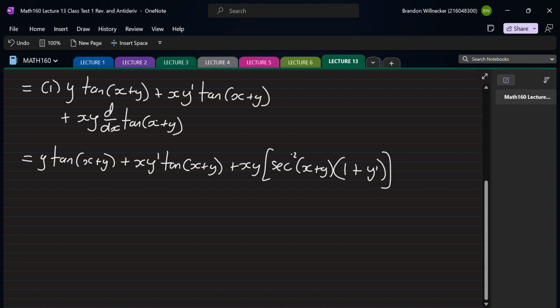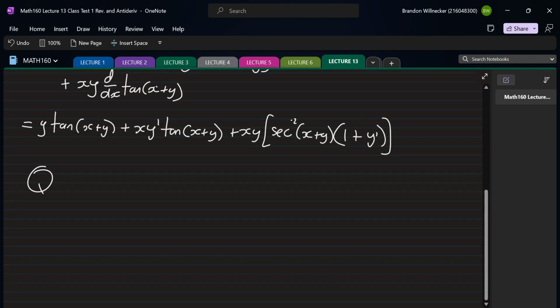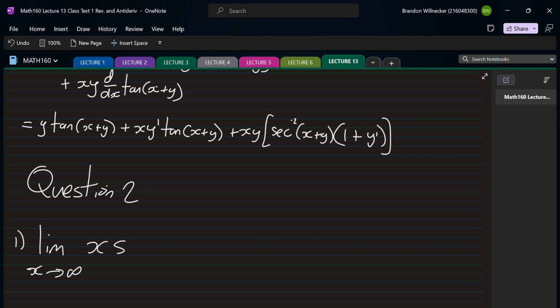Okay, so that was quite common. For question 2 on the limits, I see a lot of students are not checking if you can use L'Hopital's rule or not. So for this first one, for question 2, we have the limit as x goes to infinity of x sine 1 over x.